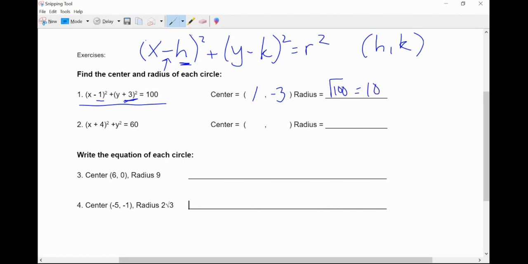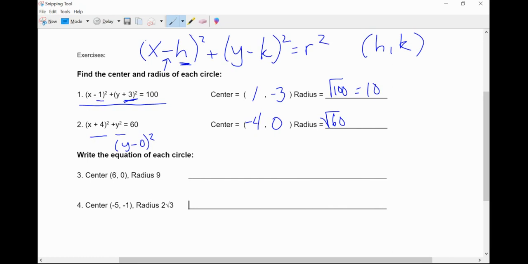All right, let's take a look at the next one. Now here we have x plus 4, which means that the x coordinate is -4. And here we have y squared. Now y squared actually means that we were subtracting 0. So that means that the y coordinate is 0. Now for the radius, we have square root of 60. Now there's two ways to write this. One way is to simplify square root of 60.